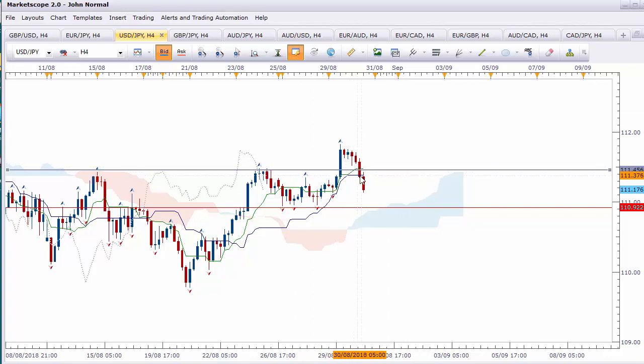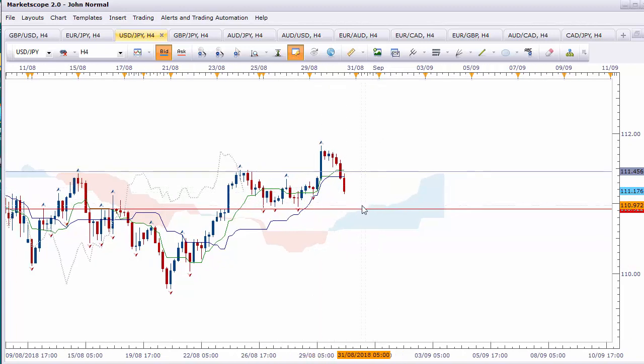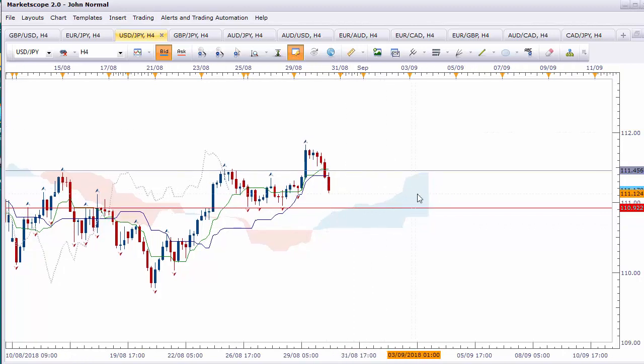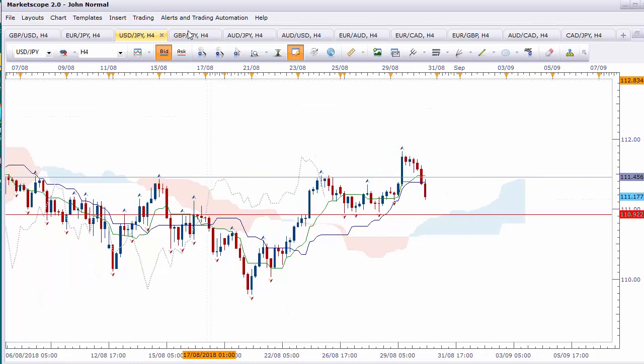We broke Tenkan-sen and Kijun-sen, and now we'll be looking to see what price does when it gets to this level. We'll see if we can get a bounce at this level to the upside. If not, we'll see if it breaks and closes and trade it to the downside. By that time, this cloud might have turned bearish. So that's the USD yen.